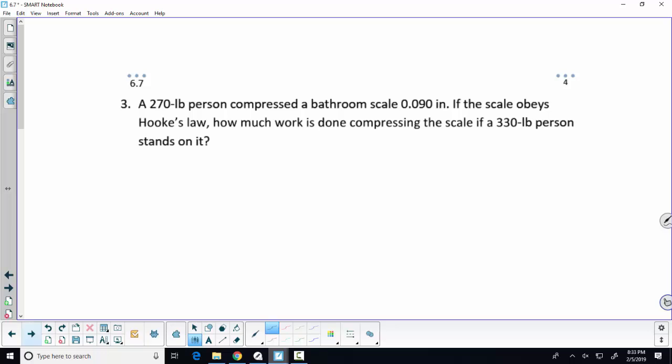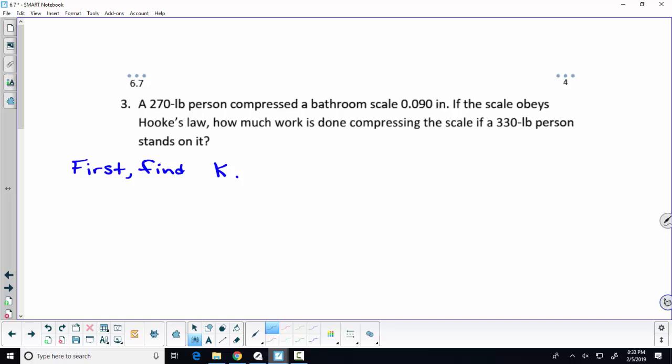What do we need to do first here? We have to find our spring constant. Right, yep. Remember that we've got to integrate the f of x function, the force function rather, which is kx. We need to find that k. That k is constant for the spring and the scale. So how do we find k?